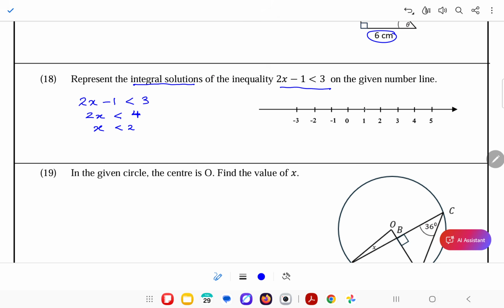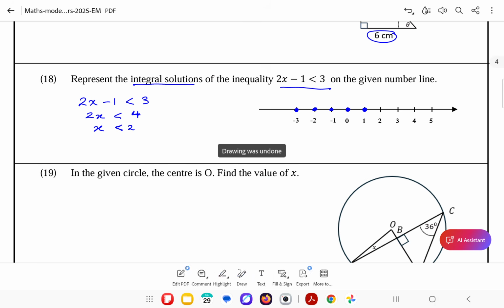So the first integer solution is what? 1. Then 0, minus 1, minus 2, minus 3. So those are the integer solutions, right? Any integer value less than 2. Can't include 2, no? This is less than 2, no? So mark only the integer solutions, okay? Don't do something like this. That will be wrong, because then you are taking all the solutions. They are only asking for integer solutions, right?